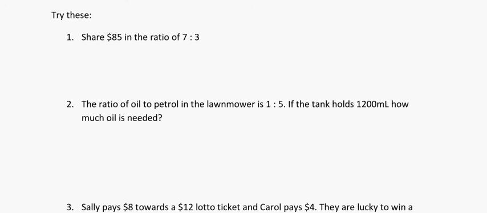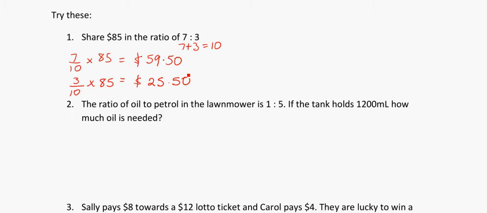Share $85 in the ratio of 7 to 3. Okay, so 7 plus 3 is 10. So that's the total number of parts. So the first fraction is 7/10, second fraction is 3/10. So we're going to find 7/10 of 85 and 3/10 of 85. And that will be our sharing. And if you do that, you get $59.50 and $25.50. And that's our 2 shares.